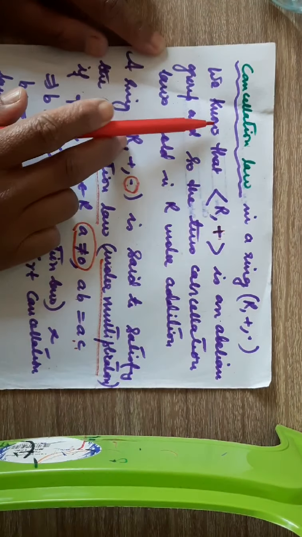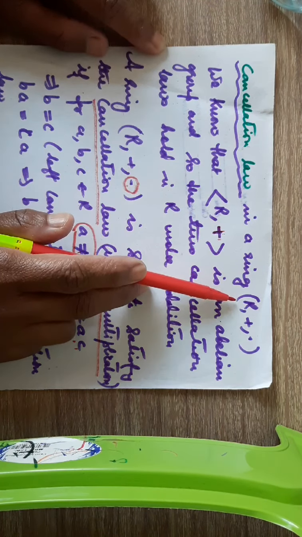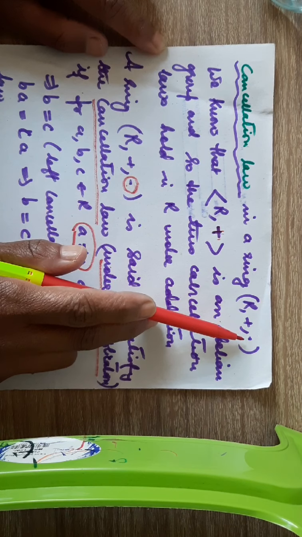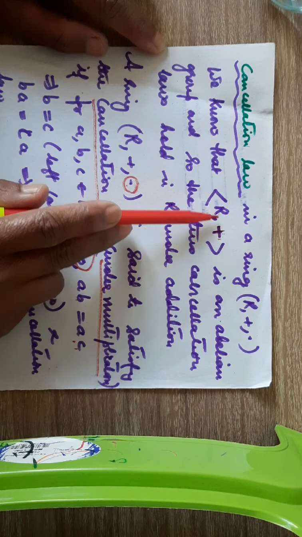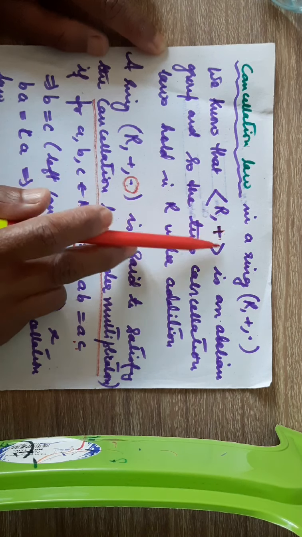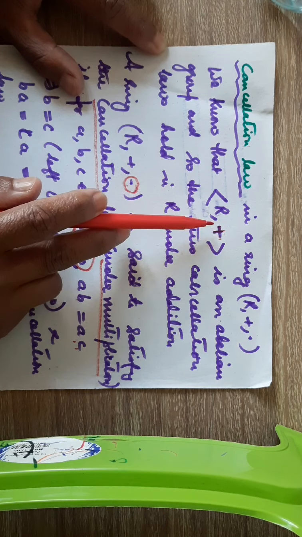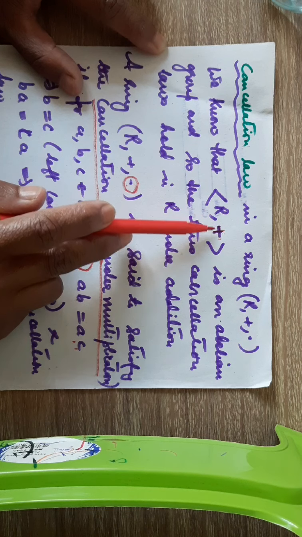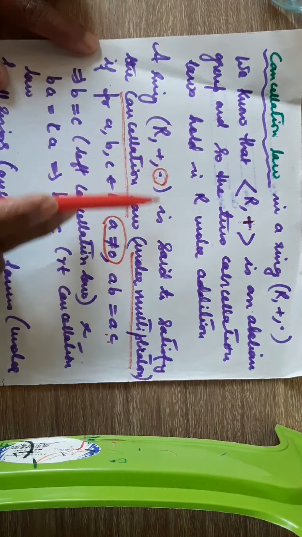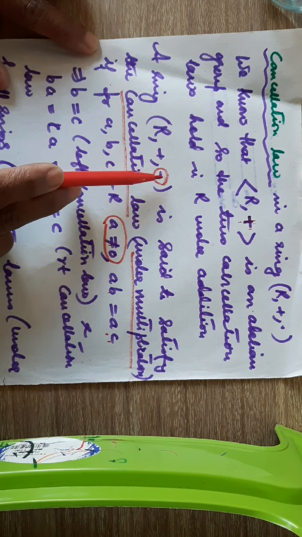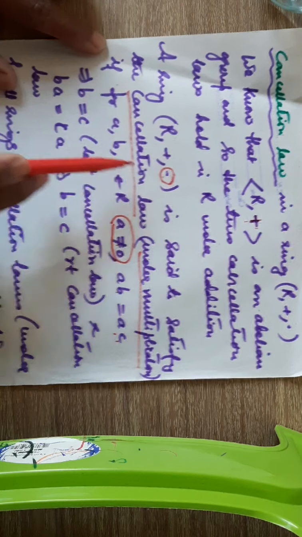Now let me define the cancellation law in a ring R equipped with binary operations plus and dot. By definition of a ring, we know that R under plus should be an abelian group, and since R under plus is an abelian group, it will always satisfy the cancellation law under the binary operation plus. But for a ring to satisfy the cancellation law, it must satisfy it under multiplication.